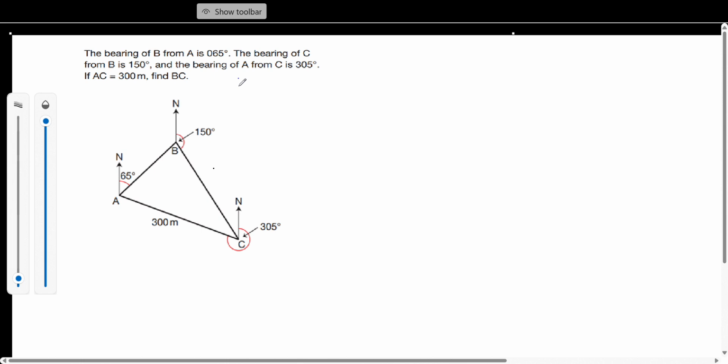Now, when it comes to bearing questions, the north reference is the most important thing, because at various points or various vertices, all the north references are parallel. So whenever parallel lines come into picture, alternate angles, corresponding angles, co-interior angles, these are the ones that should come to our mind. So we will have to use those concepts in combination with sine rule or cosine rule, depending on what is given and what is asked.